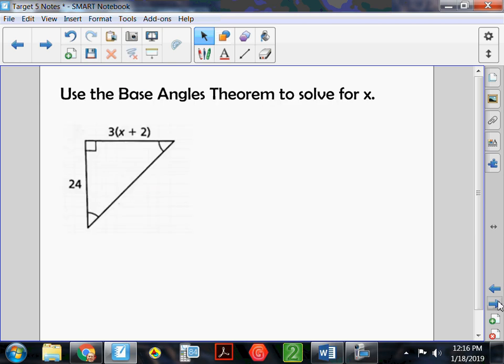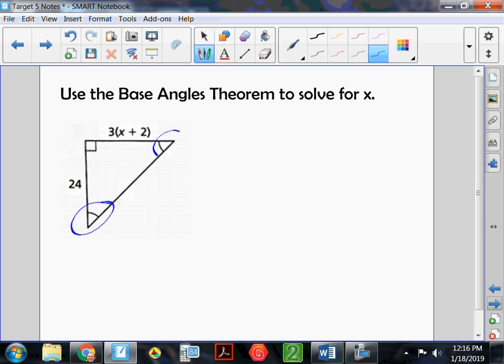So here's a basic example. Given a triangle, looks like a right triangle, we are told that we have two angles that are congruent. That makes it an isosceles right triangle. It also tells me that the sides opposite those two angles are congruent. If they're congruent, that means they're the same length, and so we can set their values equal to each other, and we can solve that equation.